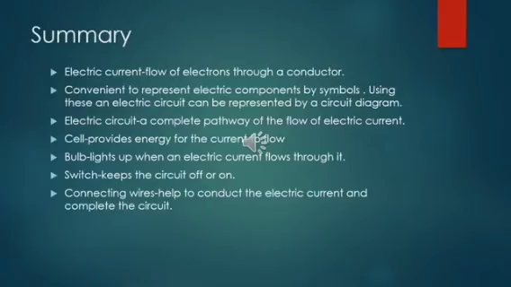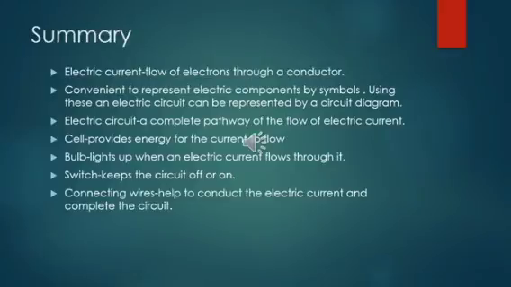Now let us summarize the important points. Electric current is nothing but flow of electrons through a conductor. It is convenient to represent electric components by symbols. Using these, an electric circuit can be represented by a circuit diagram. So with the help of the symbols, you can draw a circuit diagram.